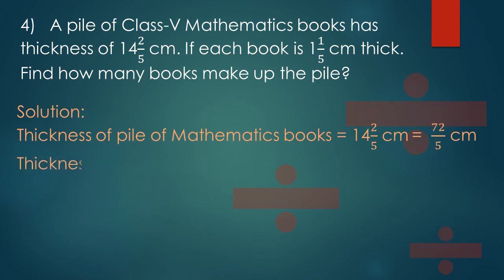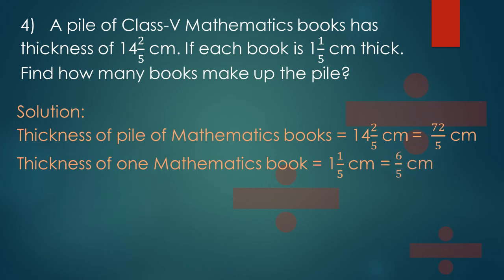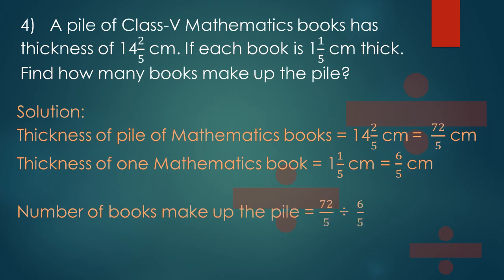The second statement is thickness of one mathematics book is equal to 1 1/5 centimeter. Again 1 1/5 is a mixed number. So first we convert it into an improper fraction. 5 1s are 5 and 5 plus 1 is 6. So the fraction is 6/5 centimeter. And the third statement is number of books that make up the pile is equal to 72/5 divided by 6/5.